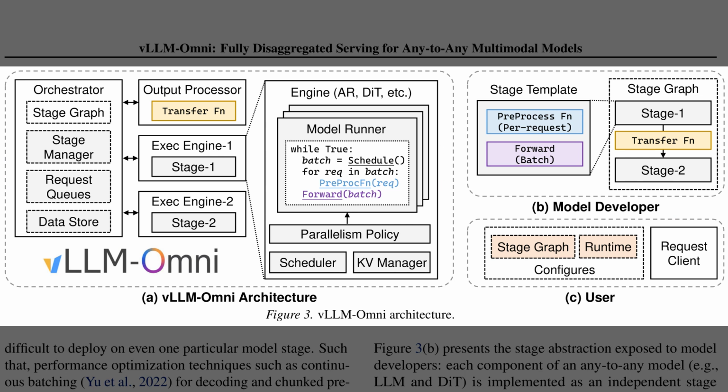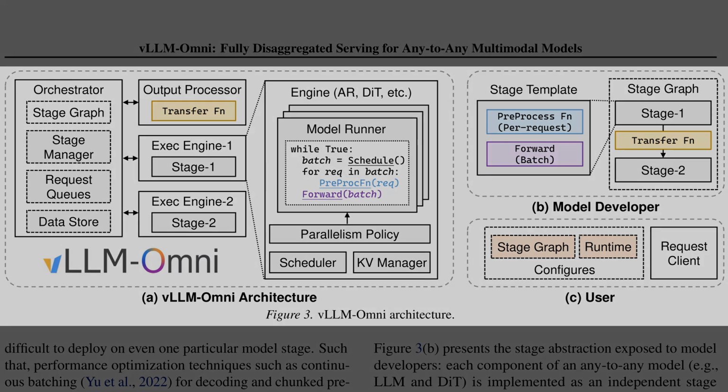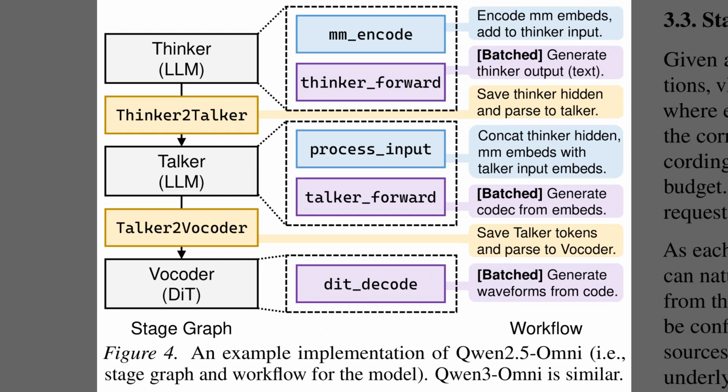Alright, addressing those complex pipelines, Figure 3 presents the vLLM-Omni architecture. On the left, in panel A, the backend orchestrates the entire system using a disaggregated approach. This means each model stage runs on its own independent execution engine, which allows for precise resource allocation. Looking at panel B on the top right, we see the developer interface. Developers simply define a stage graph using modular templates for pre-processing and forward passes. Finally, panel C shows how end users can tune runtime parameters, like parallelism strategies, without ever needing to modify the underlying model code.